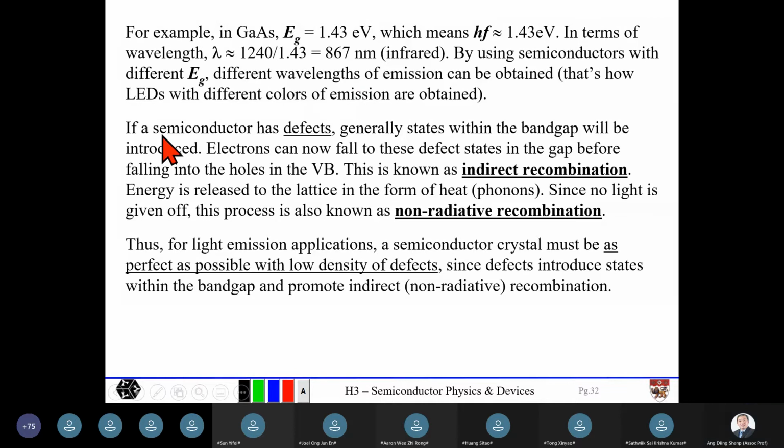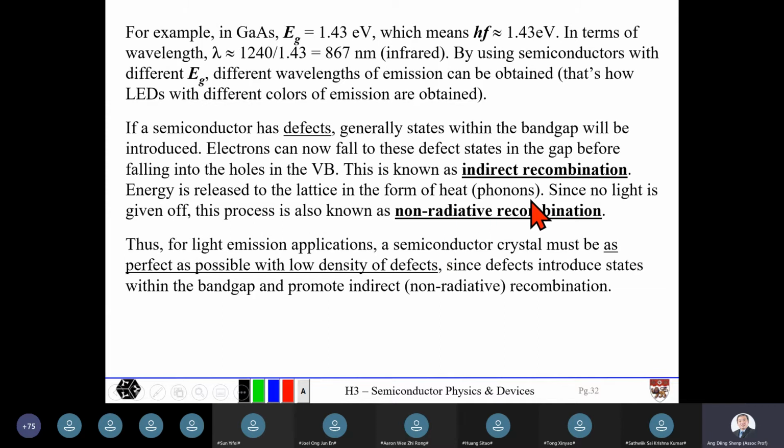Now, if a semiconductor has defects, defect states are energy states situated within the band gap. So when an electron falls to these defect states in the band gap before falling to the holes in the valence band, the process is called indirect recombination. In indirect recombination, energy is released in the form of heat, not light.